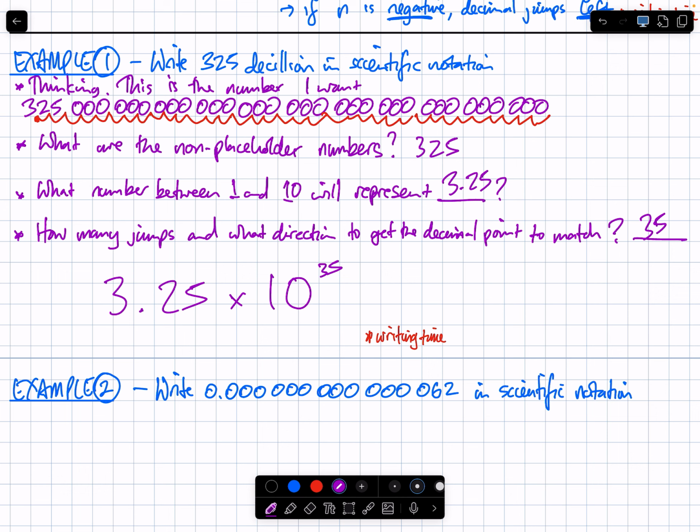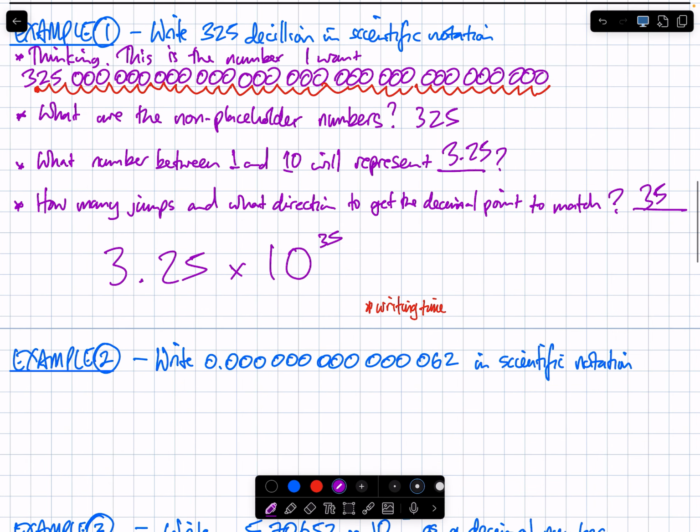Any of you that are done already? What are my non-placeholder numbers for this one here? Is this an extremely large or an extremely small number? Example 2. Extremely small. What are the non-placeholder numbers? Good. But I need 62 as a number between 1 and 10. Good. See how we're not writing all that thinking anymore? We're just getting to the point of it.